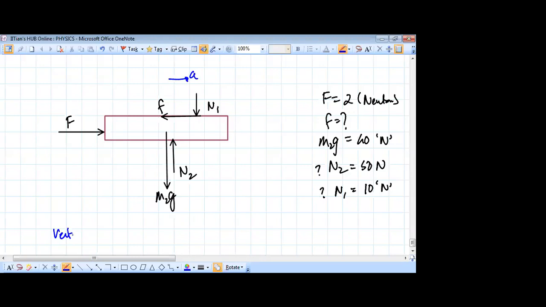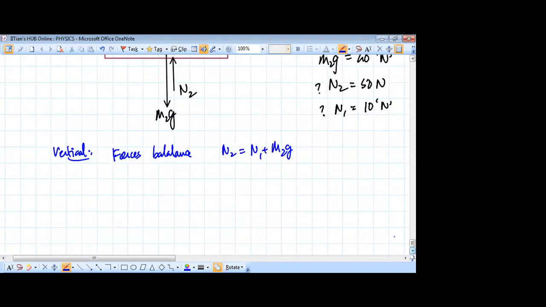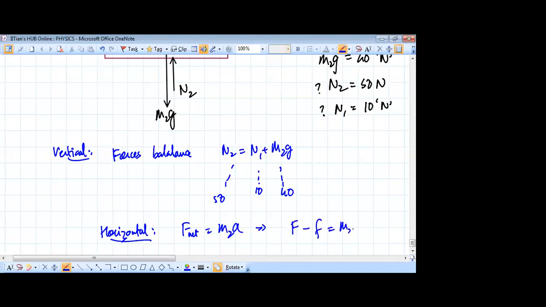So what will happen in the vertical? In the vertical dimension, forces should balance. So the forces balance, then the upward force N2 should balance N1 plus the weight. Okay. So that is how you will get that this will come out to be 10 newtons, this is 40 newtons. So this will come out to be 50 newtons. But now if you see horizontal forces, now along the horizontal dimension, what is happening? The net force should be equal to its mass into acceleration. So how much will the net force be? Capital F minus friction, that is equal to m2 into a. So this is our first useful equation.